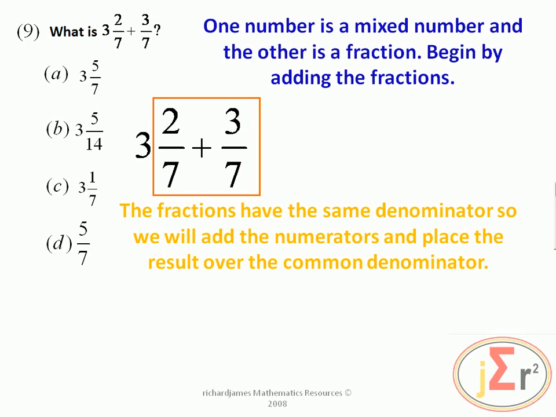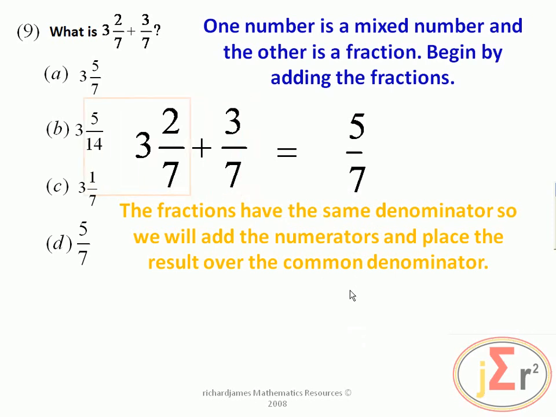When we are adding fractions that have the same denominator, we will have the same denominator in the answer, and we will add the numerators. That is how we do it. So add the numerators, we get 5 over 7. The denominators are not added.